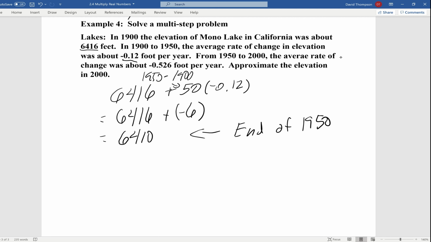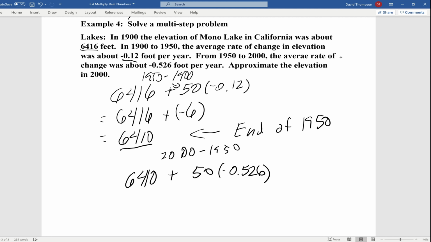Now we go another 50 years, from 1950 to 2000. So we'll go 2000 minus 1950, so that's going to be another 50 years. So we're using the new answer, so 6,410 plus 50 times, this time we're changing at negative 0.526 feet per year. So same procedure. So 50 times negative 0.526, this time we're going to be adding negative 26.3.